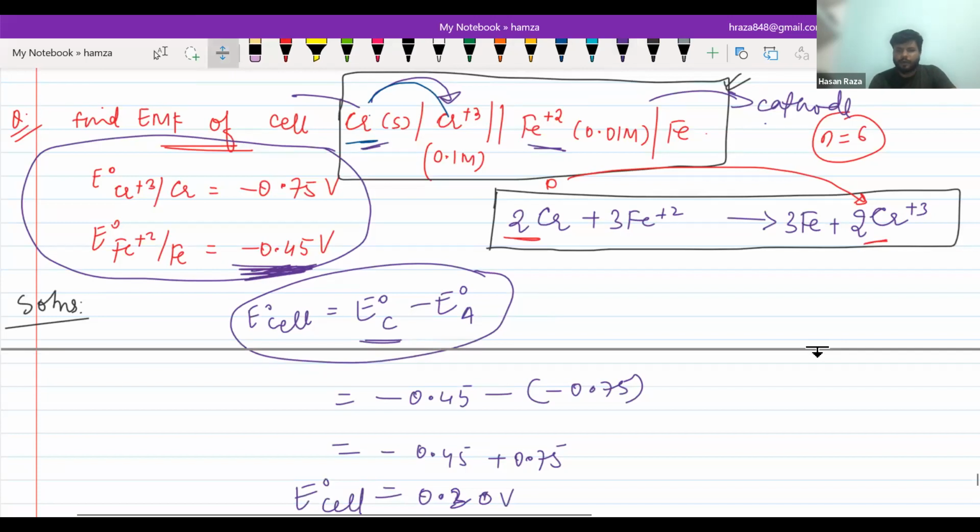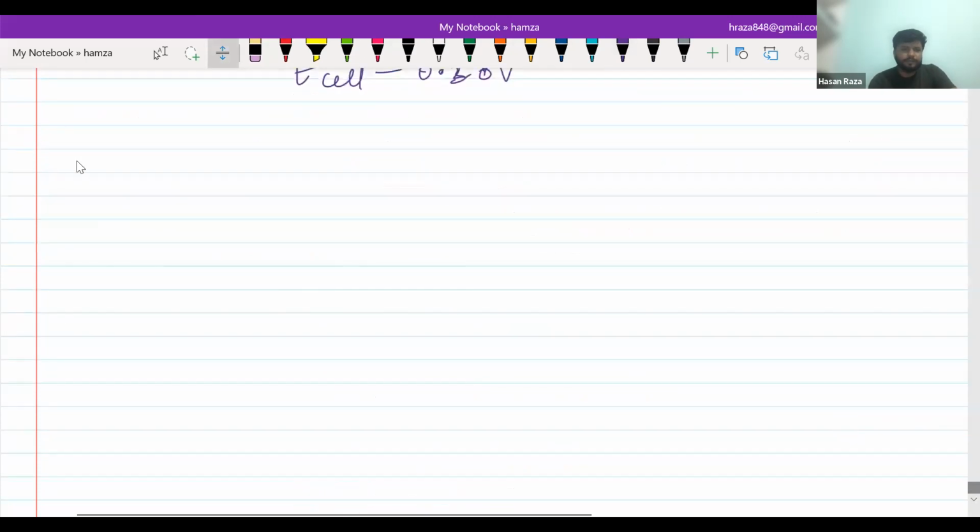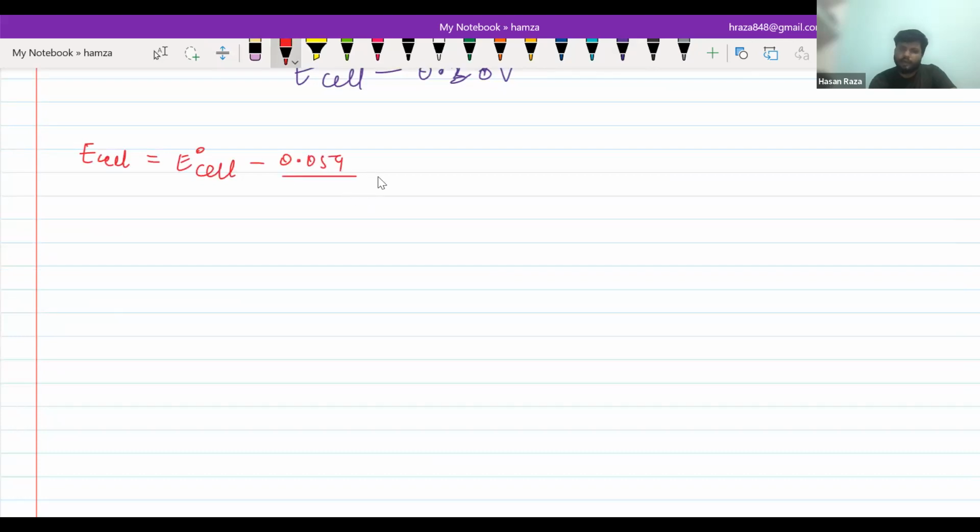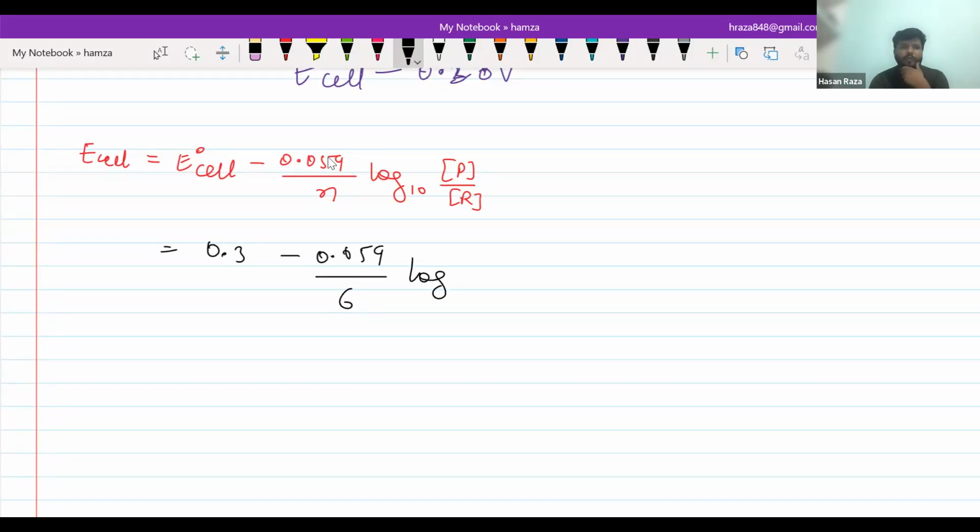Now we are going to apply the formula. E cell will be equal to E naught cell minus 0.059 upon n log of product upon reactant to the base 10. Okay. Now again, what is the value of E naught cell? 0.3 minus 0.059. What is the value of number of electrons? That is 6. Log to the base 10.